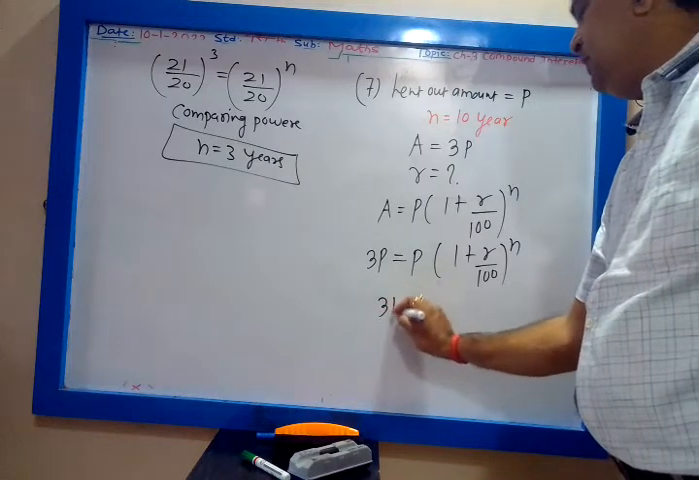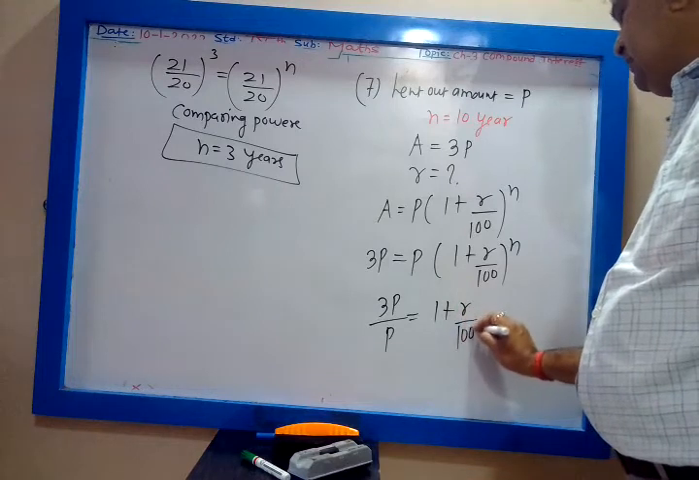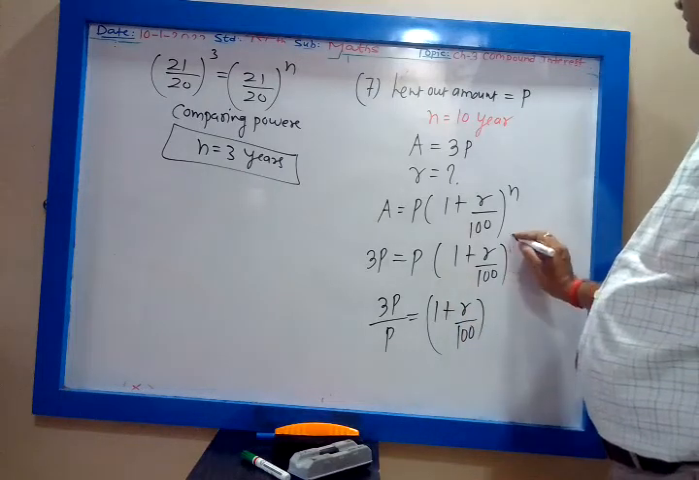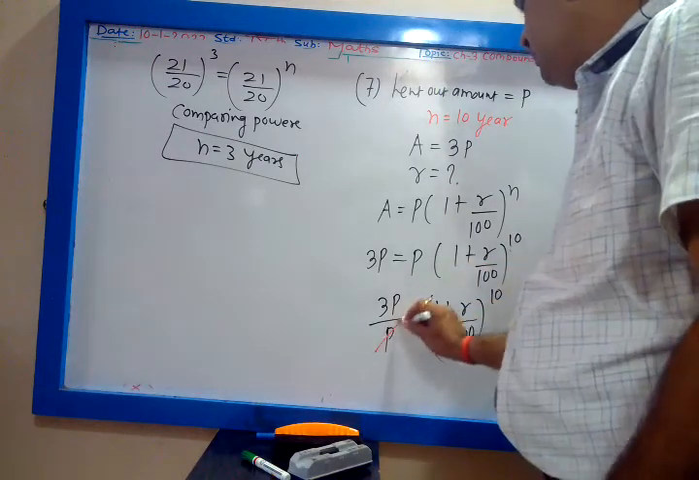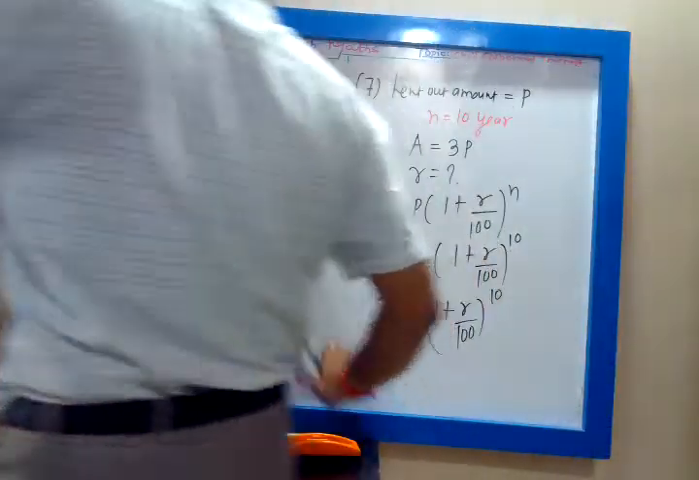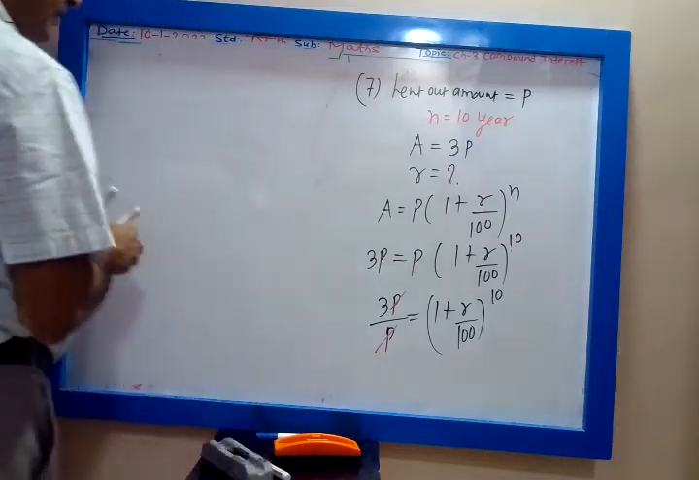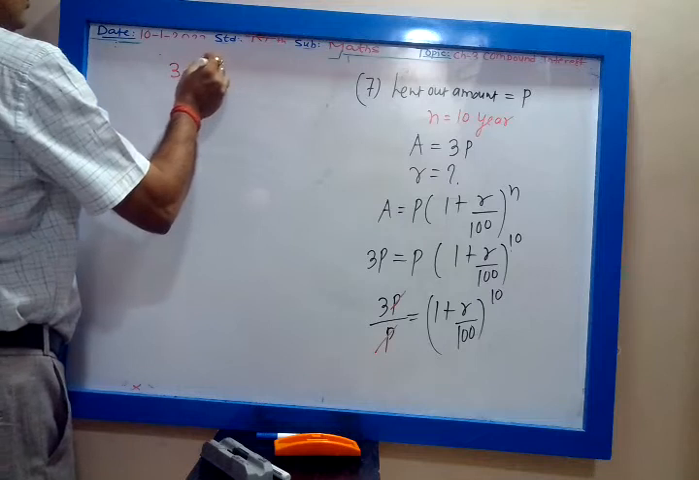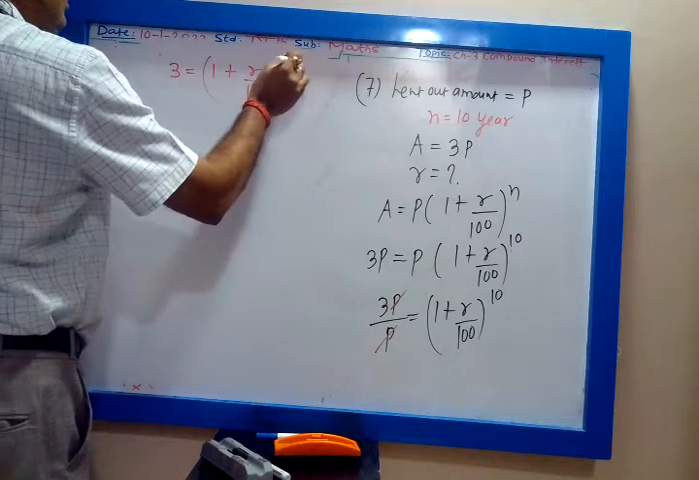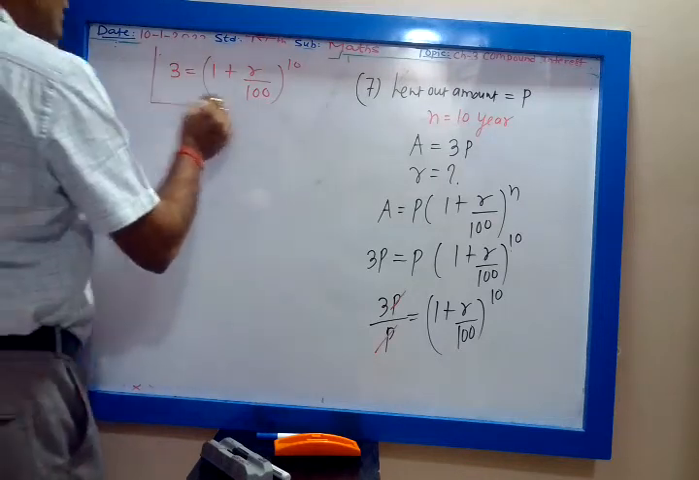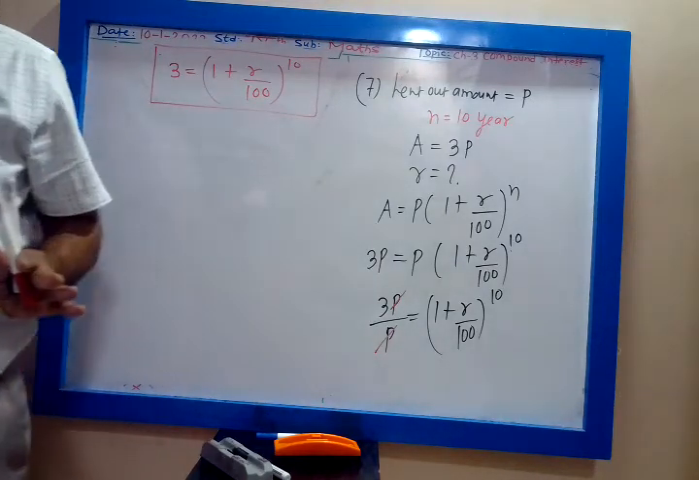So 3P upon P is equal to 1 plus R upon 100 raised to N. We write 10. R is not given. PP get cancelled. So 3 is equal to 1 plus R upon 100 raised to 10. We will keep this there only.